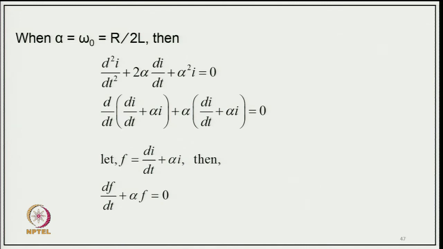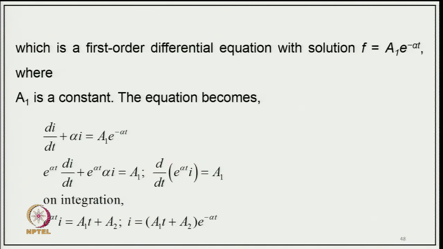Then this equation is modified to a first order differential equation, df upon dt plus alpha f equal to 0, and the solution of which is f equal to A1 e to power minus alpha t, where A1 is a constant, and the equation becomes dI upon dt plus alpha I equal to A1 e to power minus alpha t.